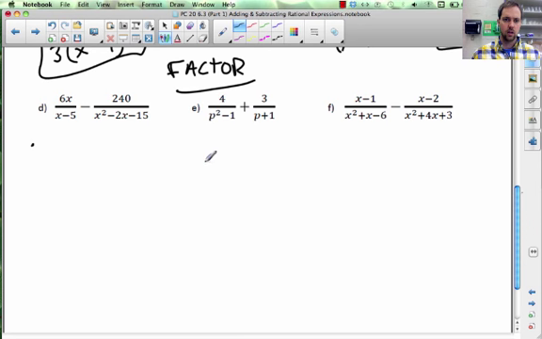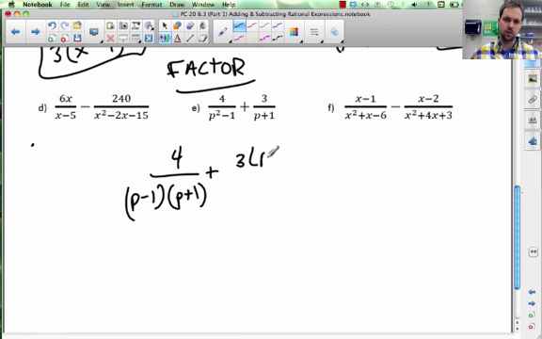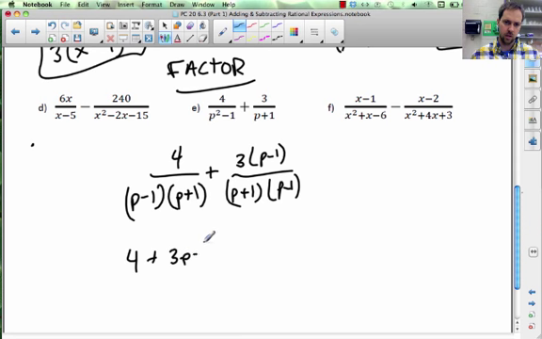Again, factor everything. Your first numerator is the difference of squares. It can be rewritten as p minus 1 times p plus 1. So the only difference between the two denominators is the second one is missing this p minus 1 factor. So we go 3 times p minus 1 over p plus 1 times p minus 1. Distribute the 3 and then combine. So 4 plus, now this is 3p minus 3, so 3p minus 3, and this will be all over our common denominator p minus 1 times p plus 1.